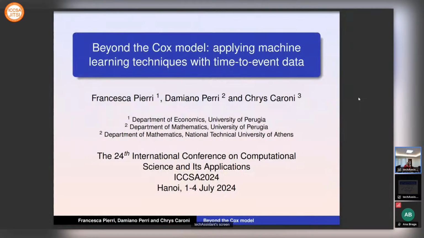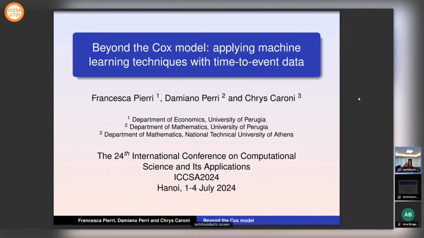Good morning. I'm Francesca Pierri, and this is a joint paper with Damiano Perri and Professor Chris Caroni, from the University of Athens. The title is Beyond the Cox Model: Applying Machine Learning Techniques with Time-to-Event Data.